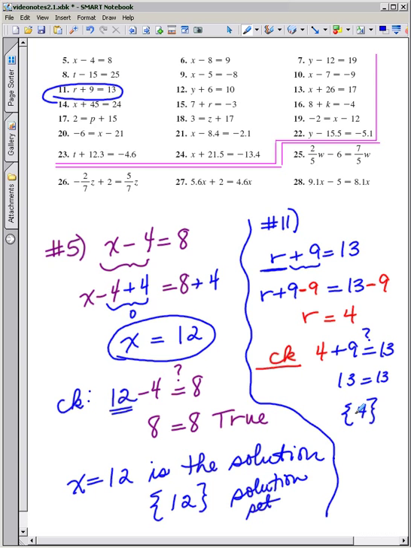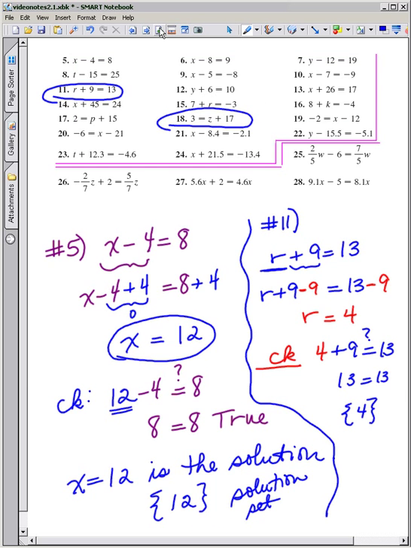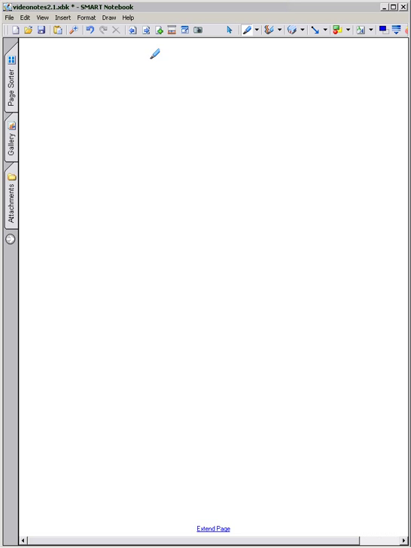Now, it doesn't matter which side the variable is on. For instance, let's look at number 18. This 3 is equal to z plus 17. Let me back up for just a minute here, add a blank page. Okay. Number 18 is 3 is equal to z plus 17. Our variable happens to be z, but that doesn't matter.